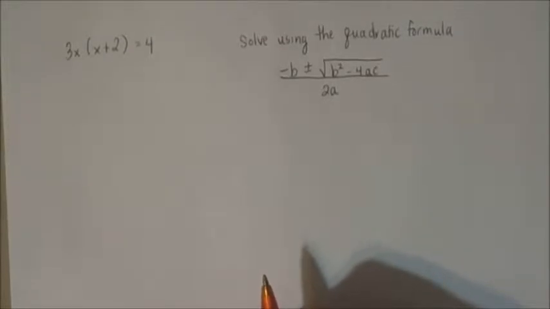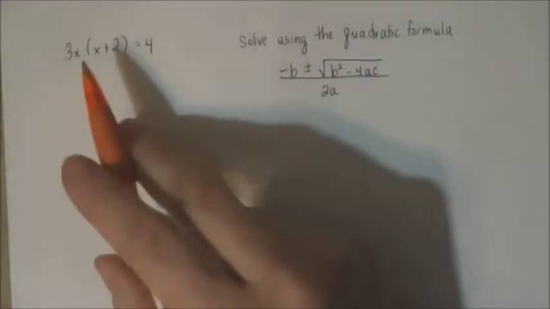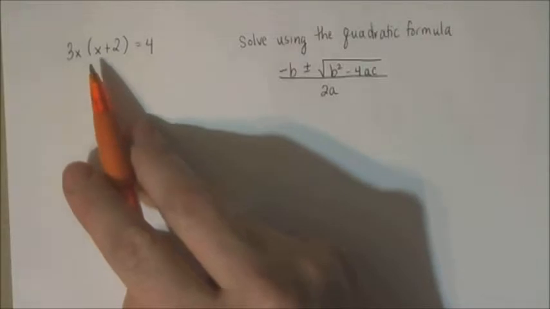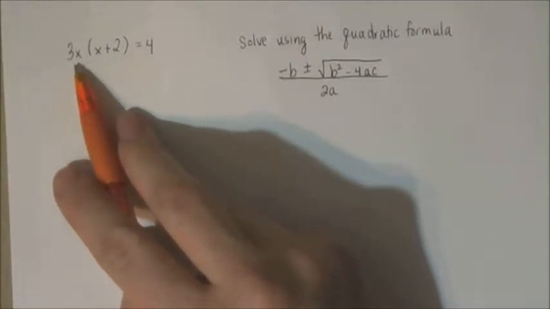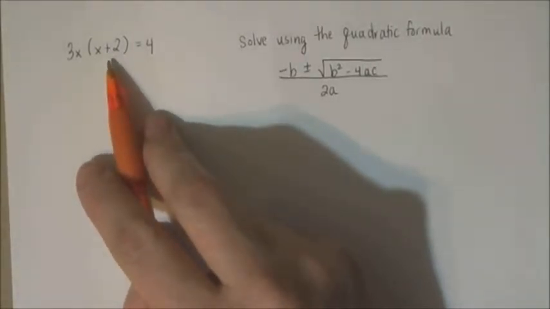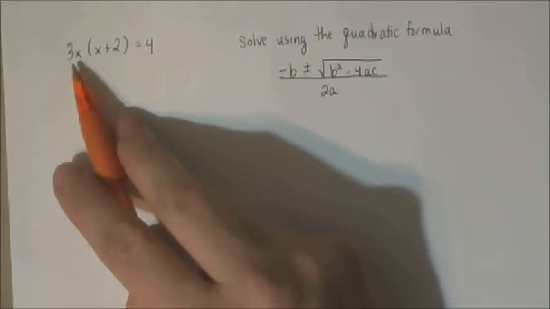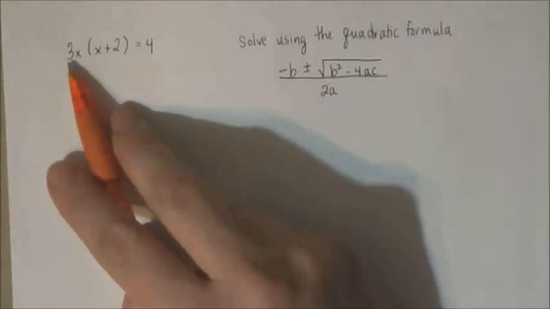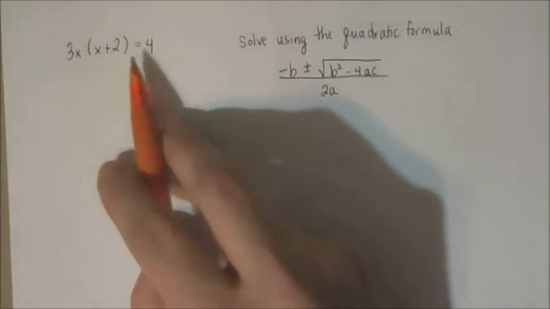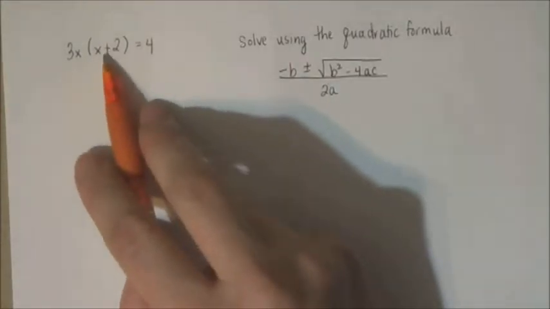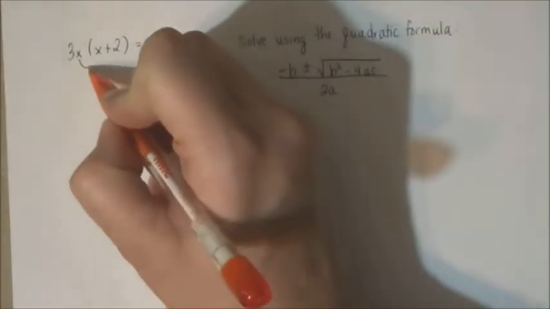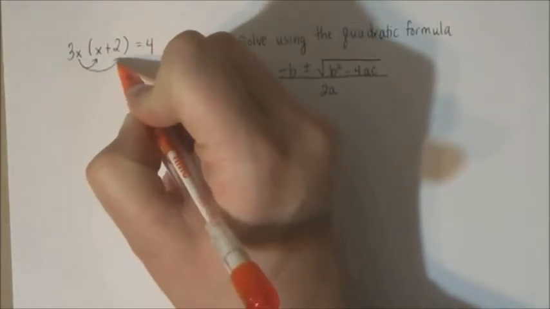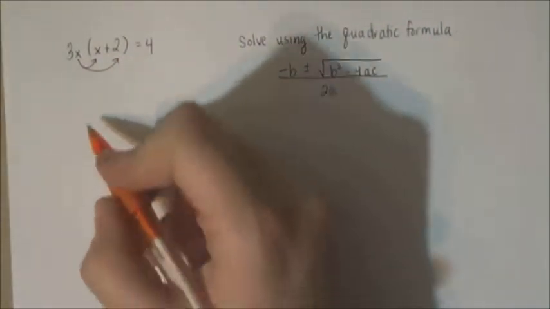Here we have another example of an equation that we would solve using the quadratic formula. At first glance you may not see that this is an equation you would have to use the quadratic formula for. But when you look at it and think of approaches to solve, the first thing I would look at is the 3x on the outside here. There's nothing I can do until I get my x's combined, so the first thing I would do is distribute this 3x.